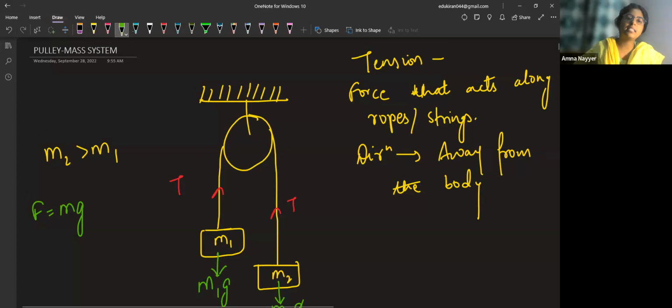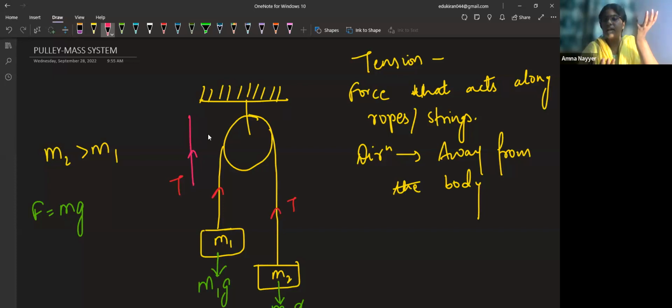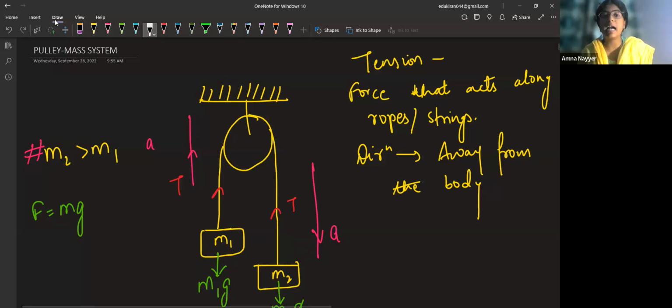Let's assume the accelerations. This body is going up because it is lighter, and the heavier one will come down. This is what should happen accordingly, because of this condition. So this is coming with acceleration A downwards. Now remember, the force which acts towards the acceleration, we consider as positive.